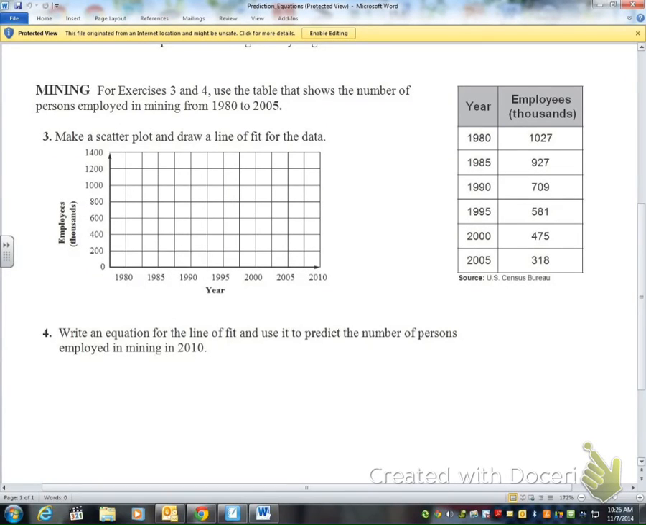So again, we'll start with this. If I'm going to make a line of best fit, the first thing I have to do is the scatter plot, which means I'm just going to take these values and place them on this graph.